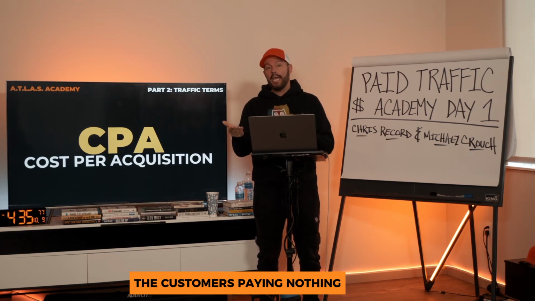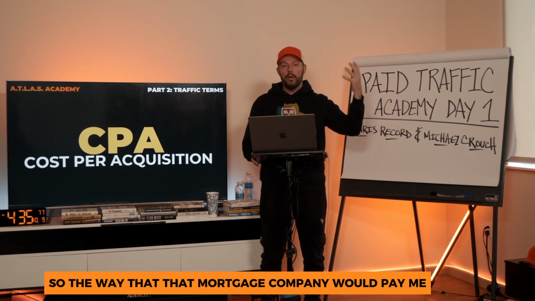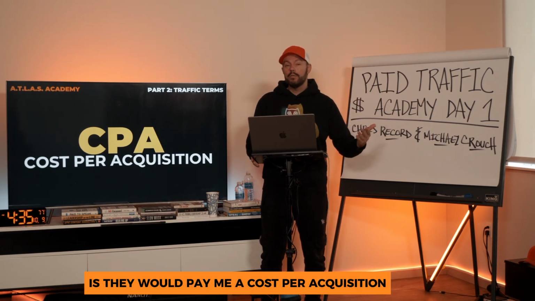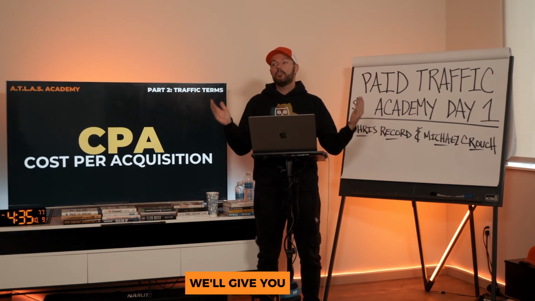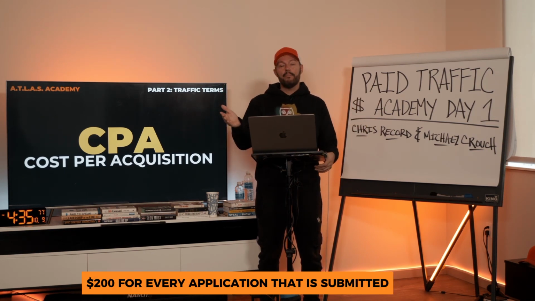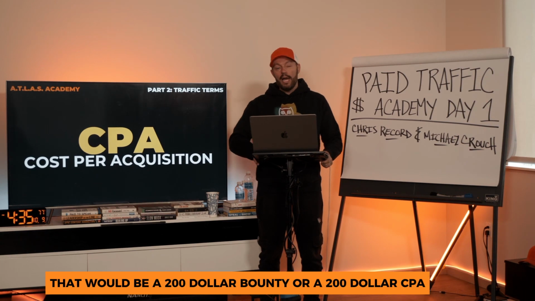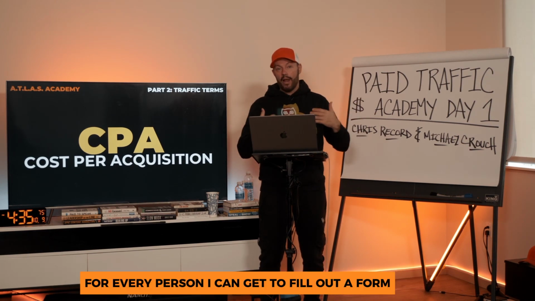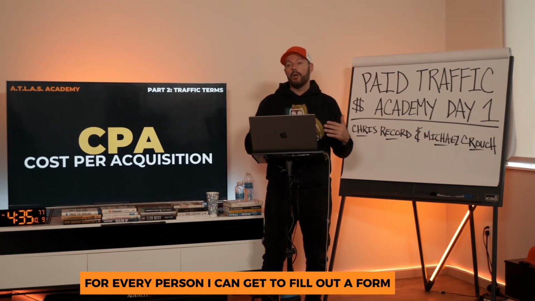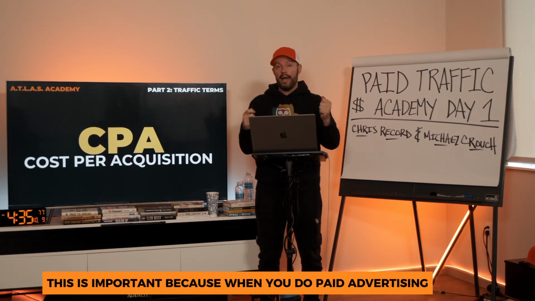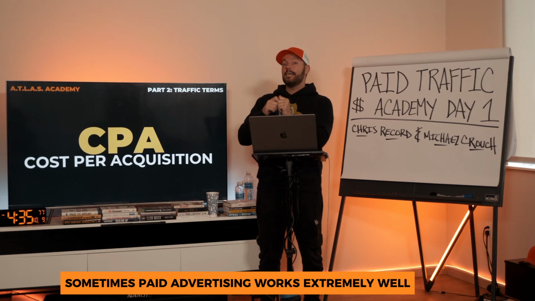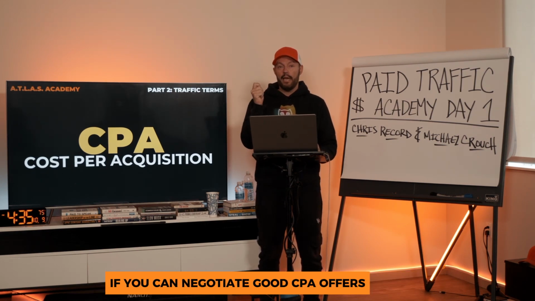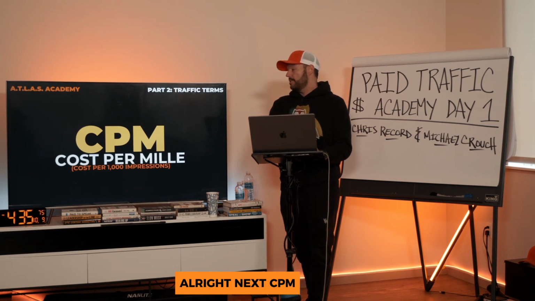The customer's paying nothing. So the way that mortgage company would pay me is a cost per acquisition. They would say, look, we'll give you $200 for every application that is submitted. That would be a $200 bounty or a $200 CPA for every person I can get to fill out a form. This is important because when you do paid advertising, sometimes paid advertising works extremely well if you can negotiate good CPA offers.